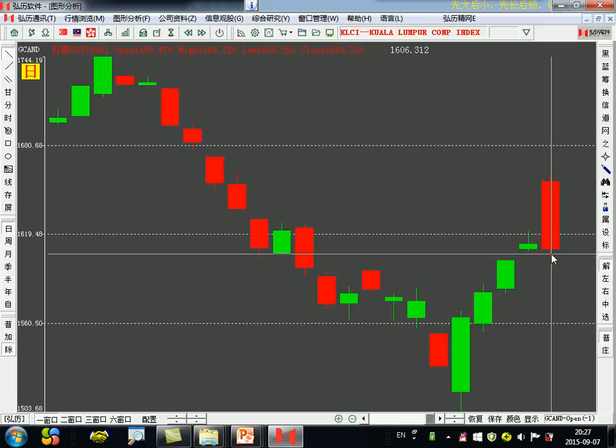So 43 points gap up. Gap up. So crazy or not? So crazy. Have you ever seen such a phenomenon in the bear market? Never. Or even in the bull market, you never see such a phenomenon. Gap up 40 points.